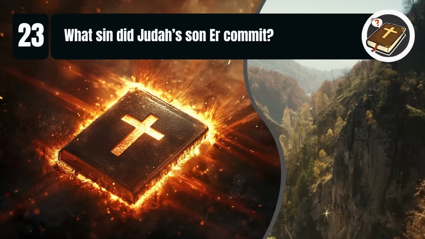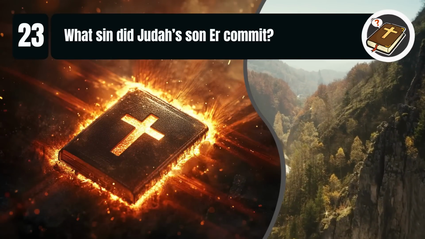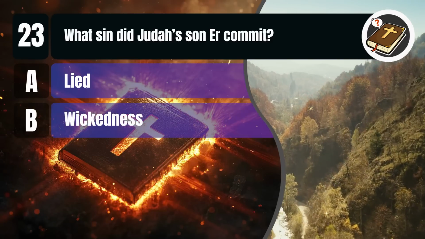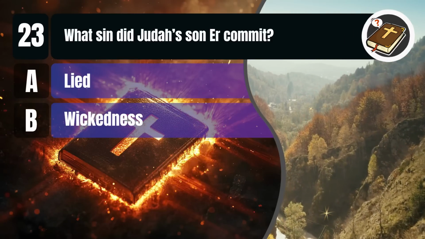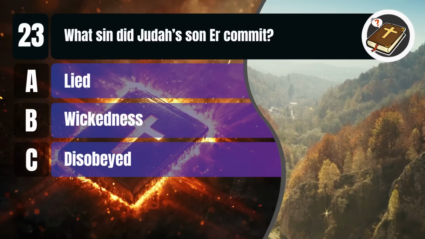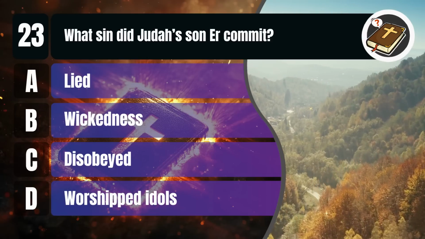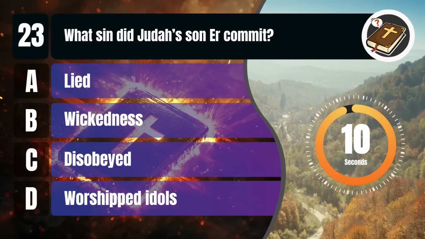Question 23. What sin did Judah's son commit? A. Lied. B. Wickedness. C. Disobeyed. D. Worshipped idols. You get 10 seconds.